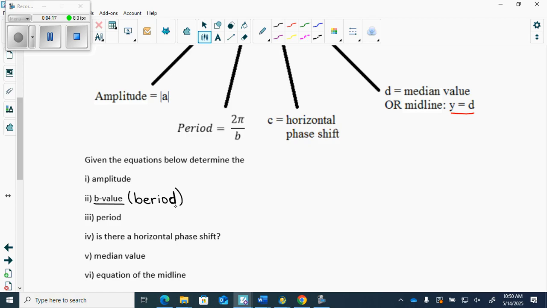The B value is not the period. So it can't go in for period. It's something totally different. Period is fake. It's not real. Do not write it on your diploma. They will question you as to what the heck you're talking about. So we need the B value, the period.